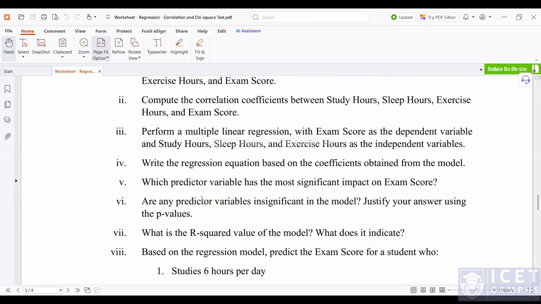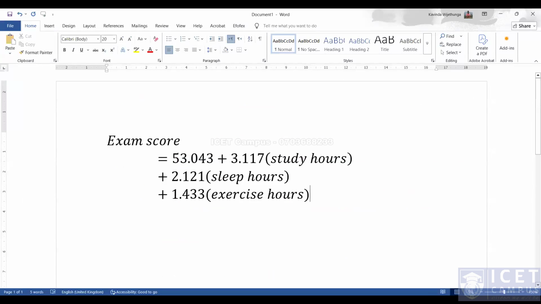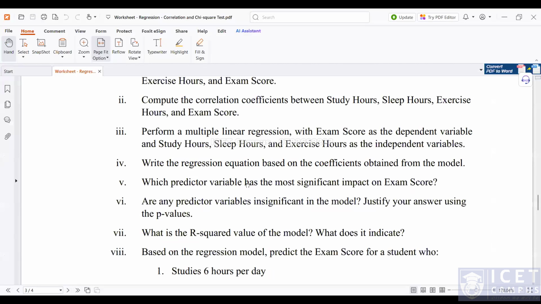Which predictor variable has the most significant impact on the exam score? Because here we can see the highest gradient is 3.117, study hours. Then what is the question? Equation is based on the coefficient model. So that predictor variable is study hours.